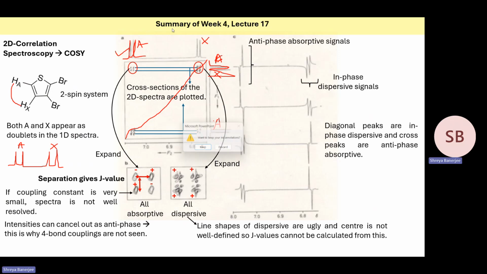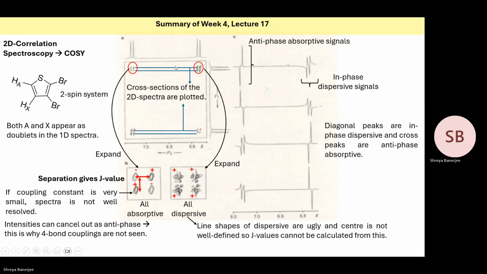It's becoming a bit crowded. So from this doublet, there are 2 lines, and from this doublet also, there are 2 lines. So you are getting 4 peaks within the cross peak. If you are expanding the AX cross peak, you will get this kind of fine structure where there are 4 peaks.